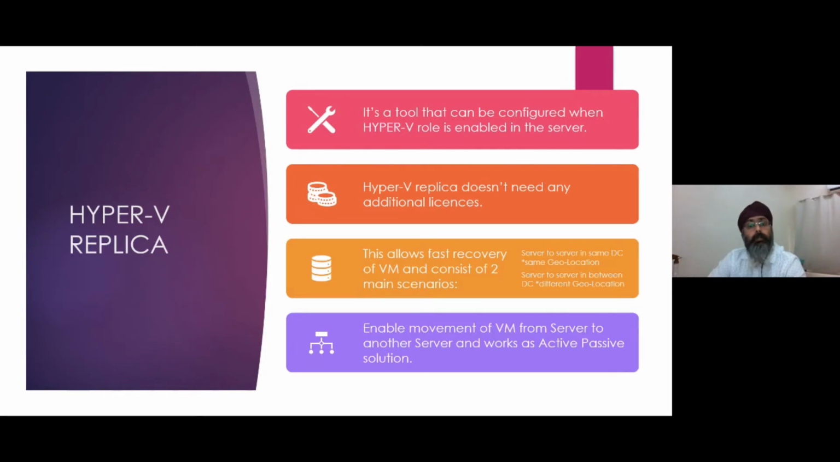First, we are going to touch on Hyper-V Replica. It's a tool that can be configured when the Hyper-V role is enabled in the server. Hyper-V Replica doesn't need any additional licenses. It allows fast recovery of VMs and consists of two main scenarios: either same geolocation or different geolocation. It can support both. It also enables movement of VMs from server to server if it's the same geolocation, and it works as an active-passive solution. All right. Let's look at the next slide for some diagrams for a better understanding of this Hyper-V Replica.